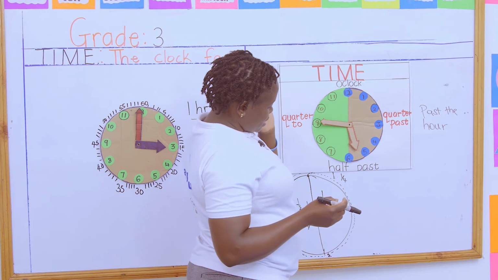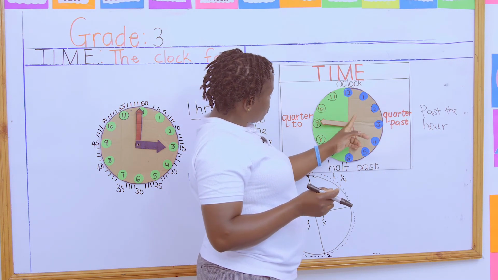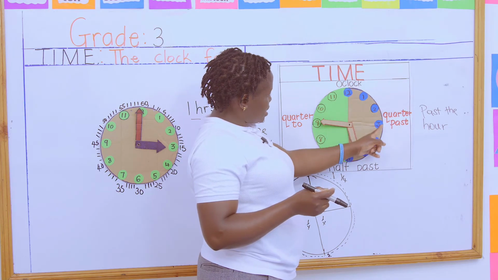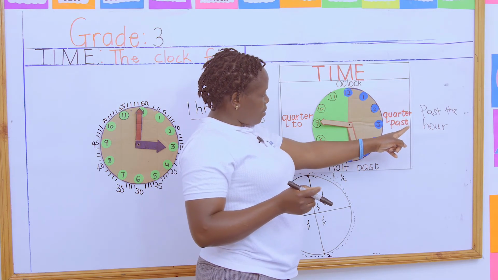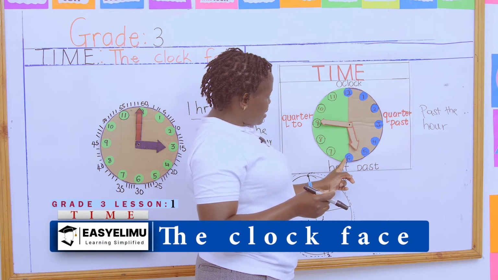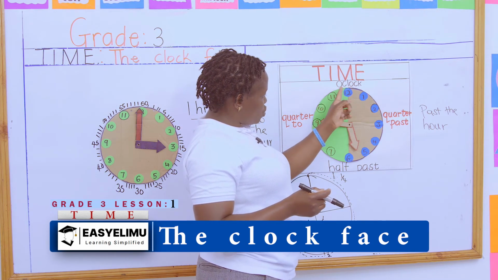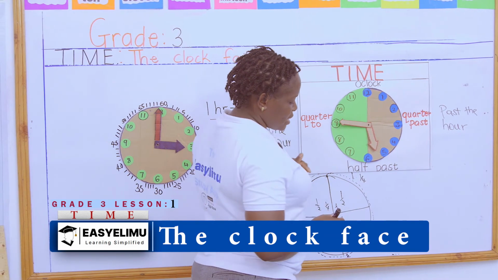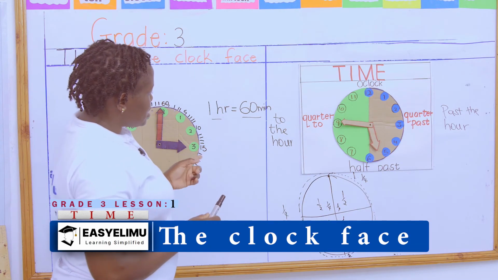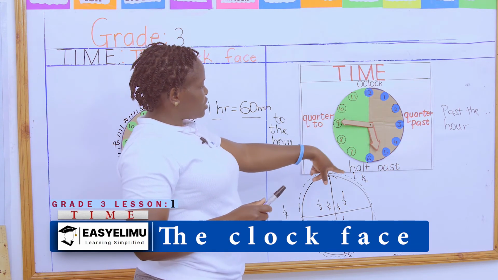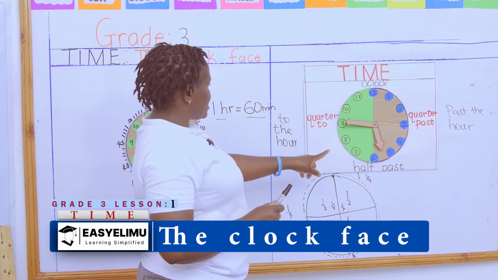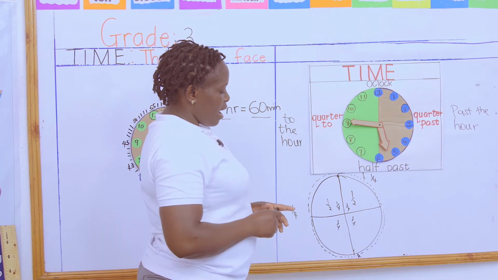And we are saying along the line, we have 12 to 6. Are you seeing? That is past the hour. And the other time is 6 to 12, which is to the hour. The 12 to 6 is past the hour and 6 to 12 is to the hour.